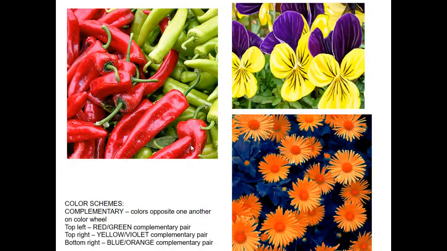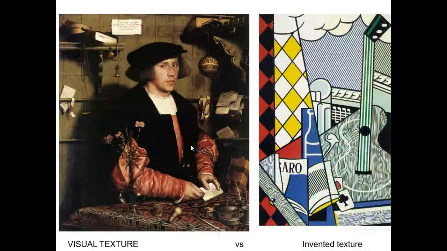And obviously these are photographs of natural things, but clearly the top image is reds and greens. The bottom image is blue and orange. The top image has a little green of the leaves showing, but it's mainly yellow and purple. Those are complementary pairs, colors that are opposite one another on the color wheel.